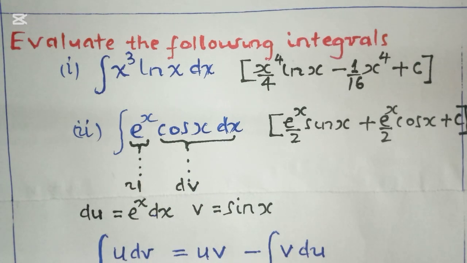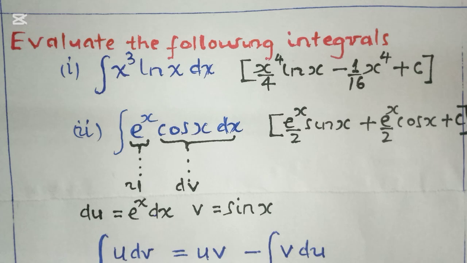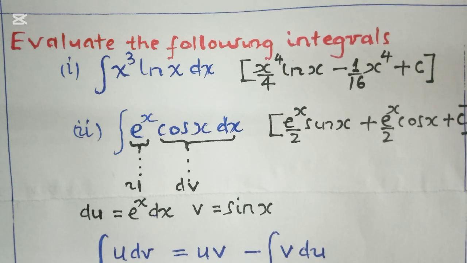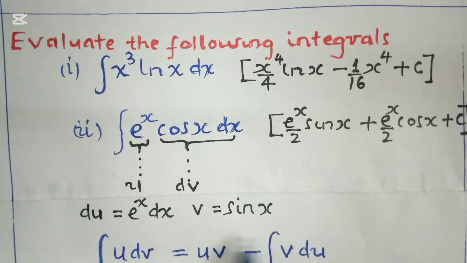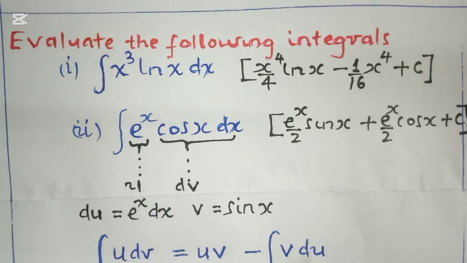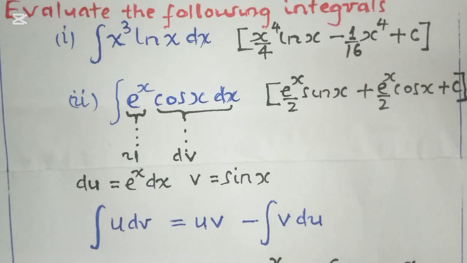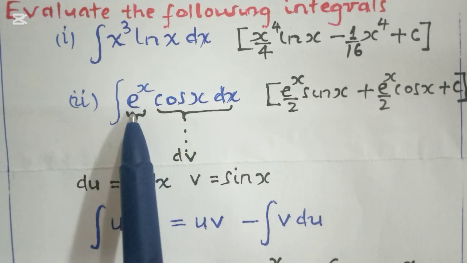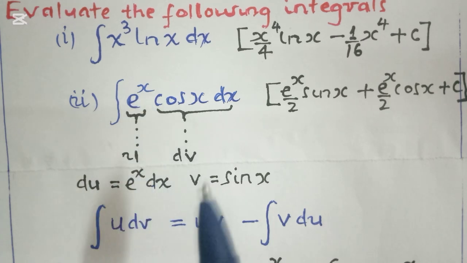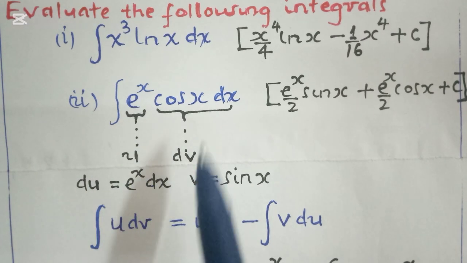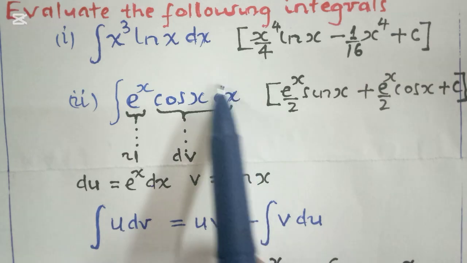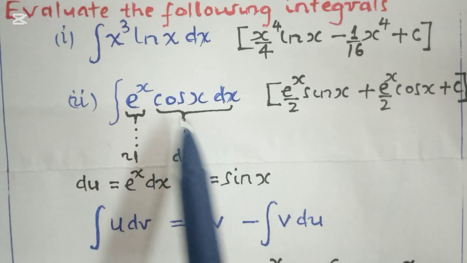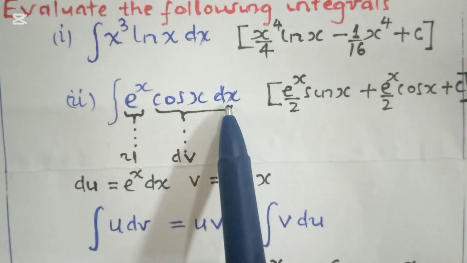For this one, we use what we call integration by parts. And here is our equation for integration by parts. So what we do, guys, is that we use this equation whereby we have the u. The u is represented by e raised to x. And then the dv is supposed to be represented by all this, that is dv is equal to cos x dx.